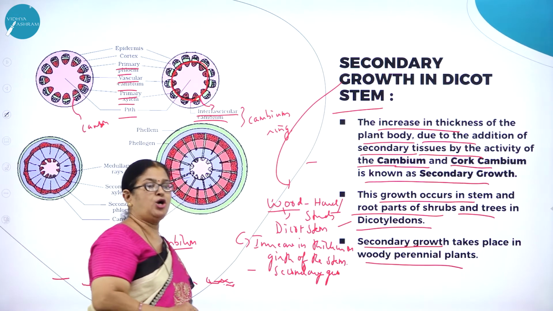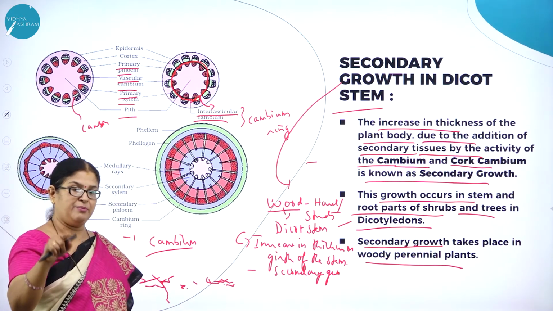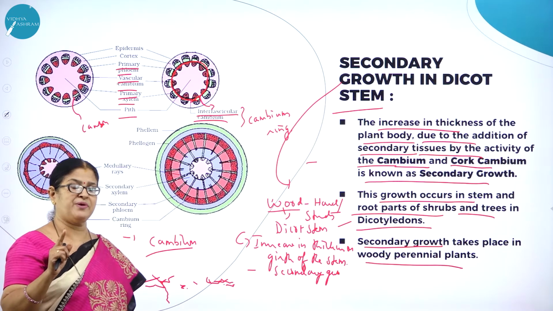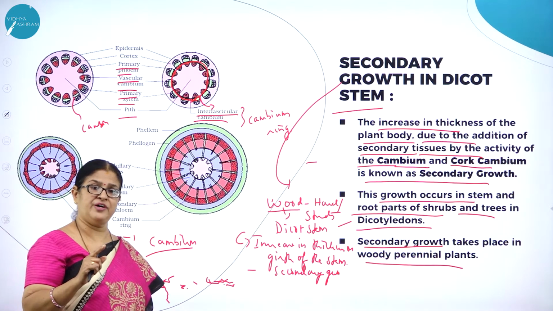Hope you all know how we assess the age of a tree. By measuring the number of annual rings, cambium rings. So one ring is equal to 1 year. I think you might have come across a separate branch of science called dendrochronology, which deals with the study of the age of a tree.